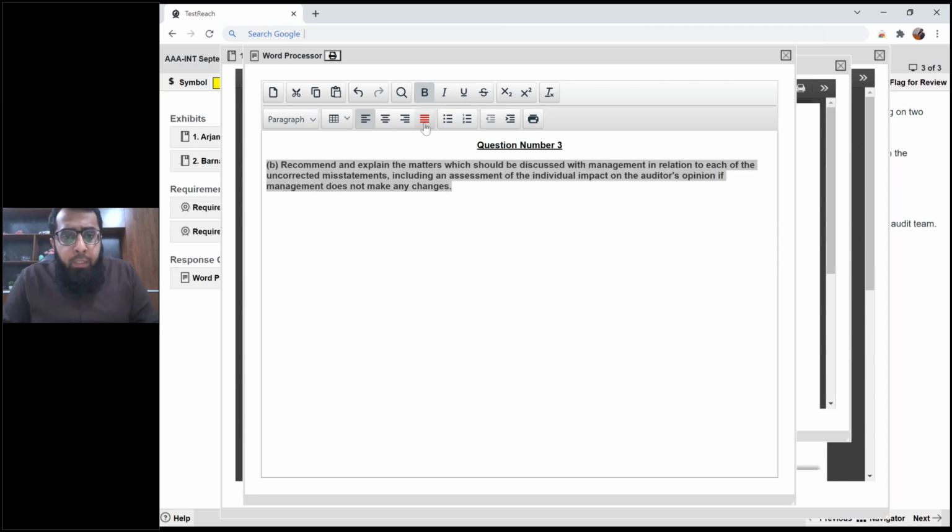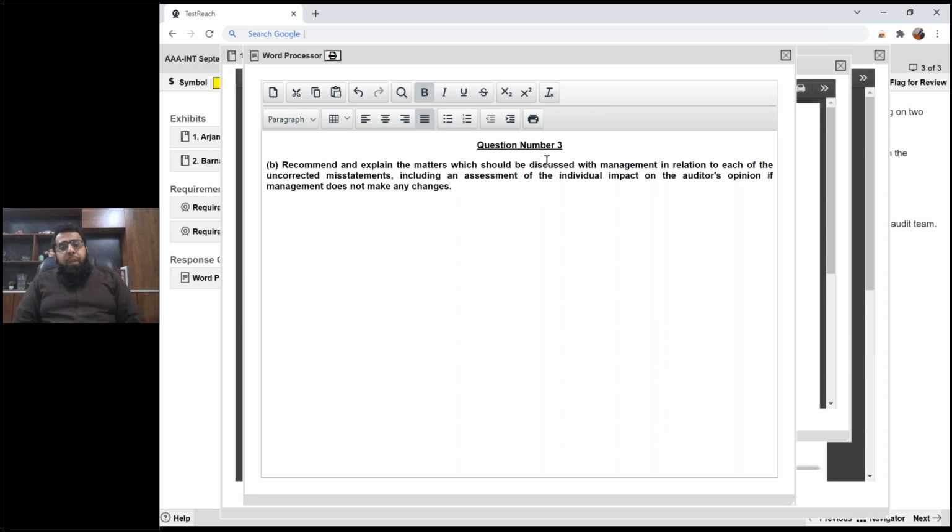Now, so we are going for part B first. Recommend and explain the matters which should be discussed with management in relation to each of the uncorrected misstatements. Include an assessment of the individual impact on the auditor's opinion if the management does not make any change. So let's read it.